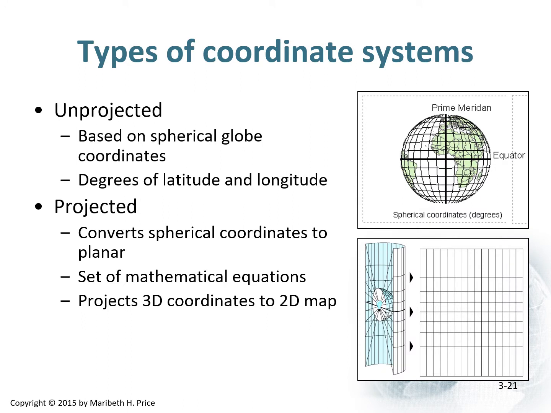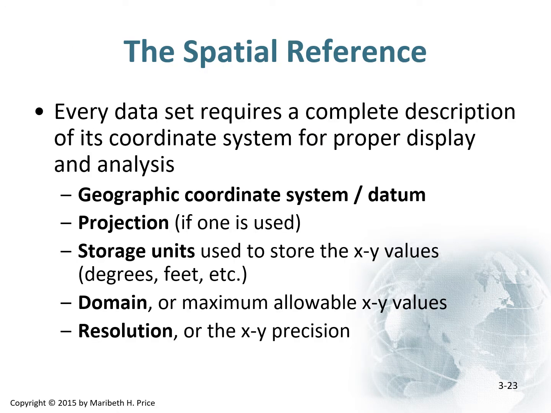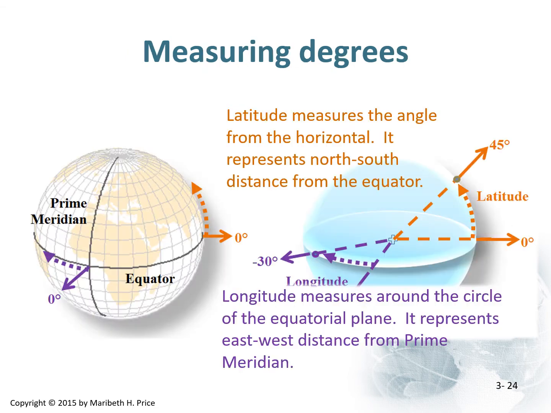Two types of coordinate systems: unprojected and projected. Unprojected is based on the globe; projected uses planar coordinates, or 2D flat map coordinates. Coordinate systems have their own data with them, the coordinate system information, and that label allows the software to read it so it can convert the numbers that are stored in the GIS. This is called the spatial reference. It's made up of a couple of things: the GCS of the datum, projection if you have one, the storage units, the domain, and the resolution.